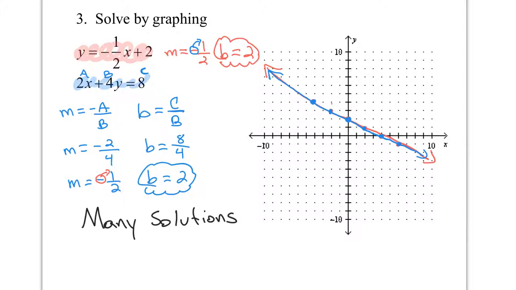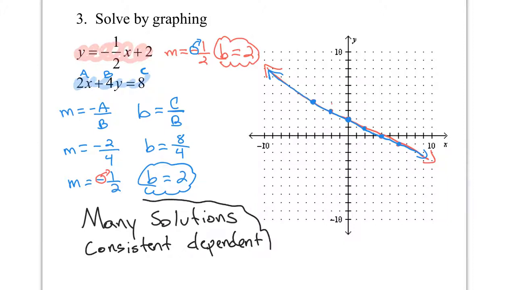Now, if you want to classify the system, when it's many solutions, when it's only one line, we say this is consistent, and we have dependent. So when you guys have many solutions, we have a system that is consistent, dependent.